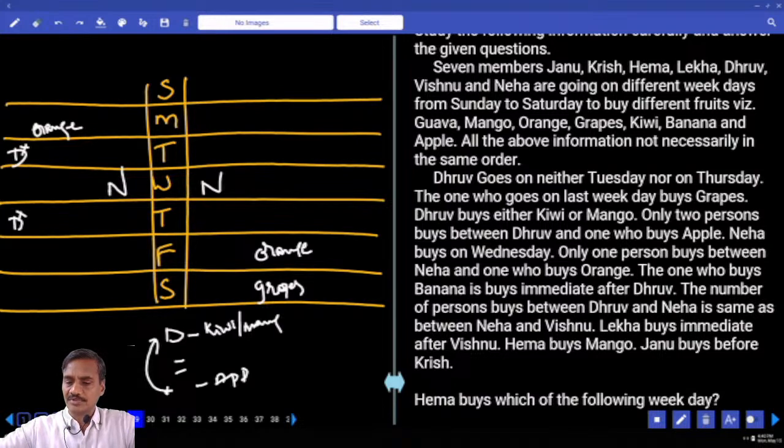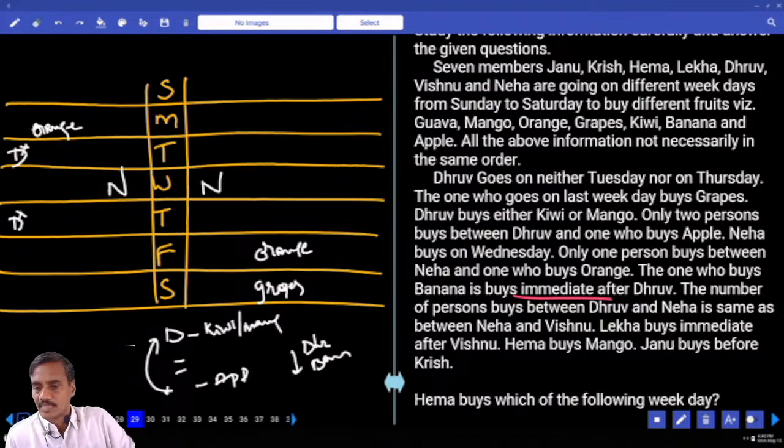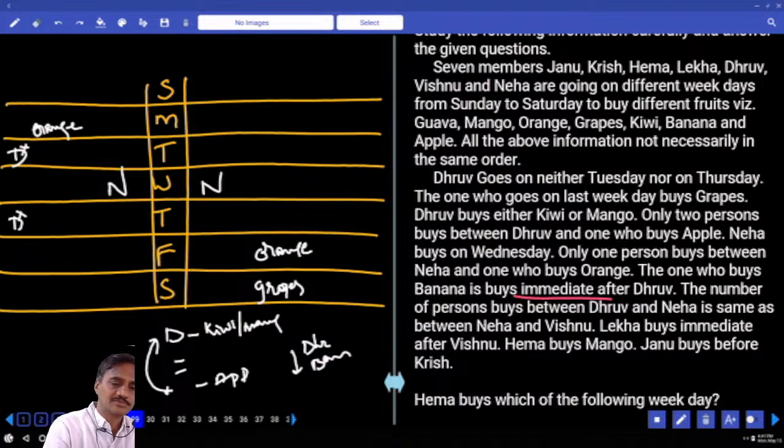Neha, and only one person between Neha and orange. The one who buys banana is immediately after Dhruv. Now immediately after Dhruv, who is that person? Banana. Banana is immediately after Dhruv. The next one, the one who buys grapes on the last day. Now grapes is also here. Grapes is on the last.